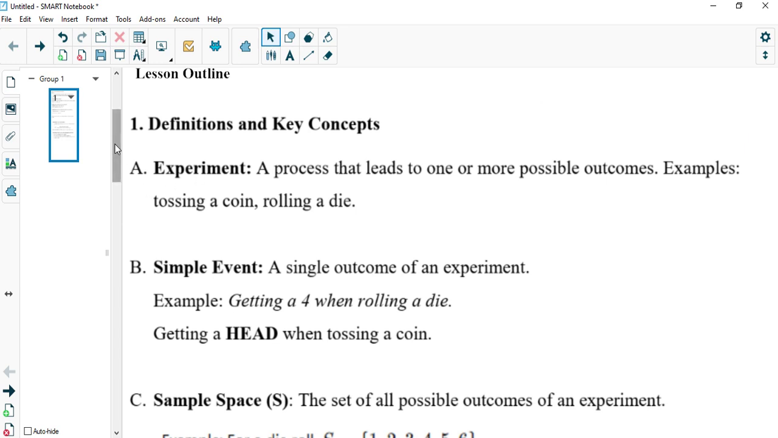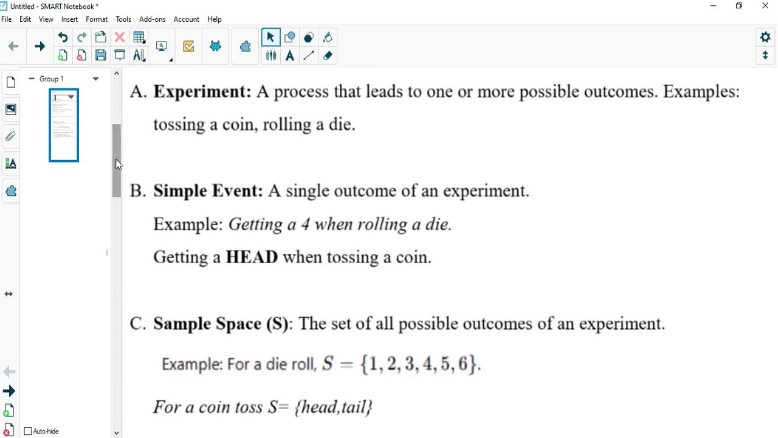Definition number 2 of the key concept is a simple event. A simple event is a single outcome of an experiment. Simple event ndi tikungayangana outcome imodzi yokha basi mukapanga experiment.